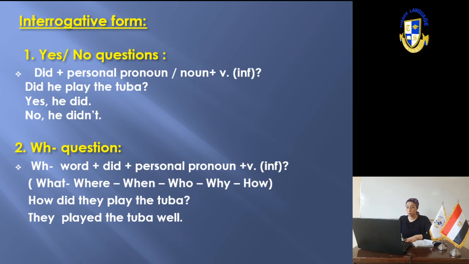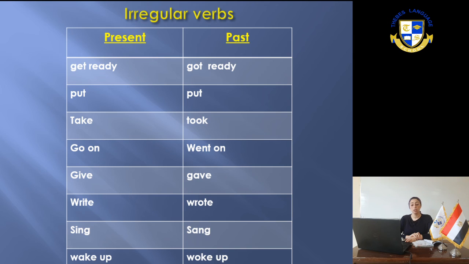Okay? To this point, do you have any problem? Okay, now let me ask you before we move to slide number 11. In order to use the negative form of the past, what are we going to use? The negative form of the past. Yes, exactly. Didn't plus verb infinitive. Exactly. Okay, so let's move to slide number 11 in order to see the irregular past verbs. Let's see.